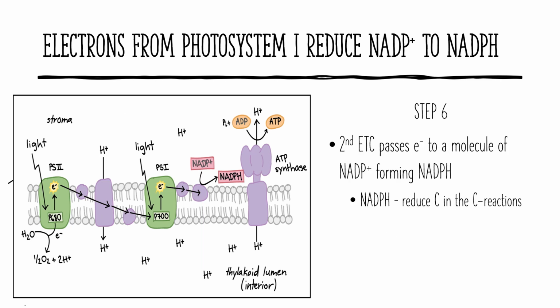The boosted electrons in photosystem 1 are then replaced with electrons passing down the first electron transport chain from photosystem 2. And that is what you can see here in the picture. Now, the second electron transport chain passes the electrons to a molecule of NADP+, as you can see here, forming NADPH. This NADPH is the electron carrier that will reduce carbon dioxide in the carbon reactions, while ATP will provide the energy.